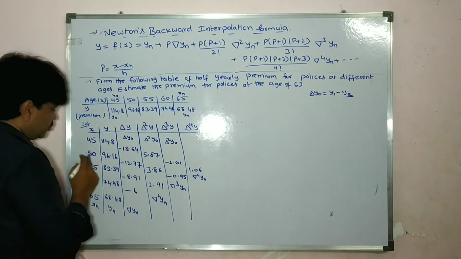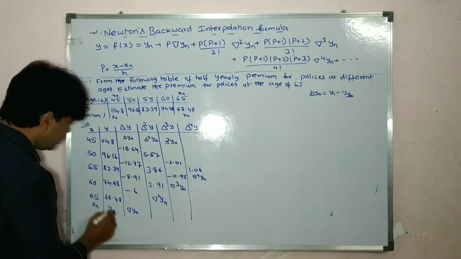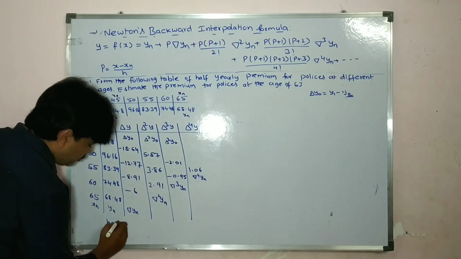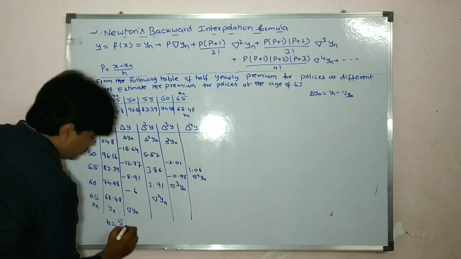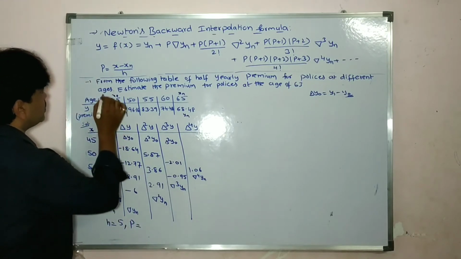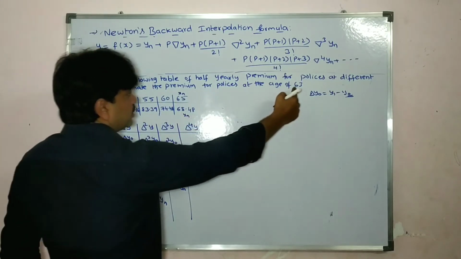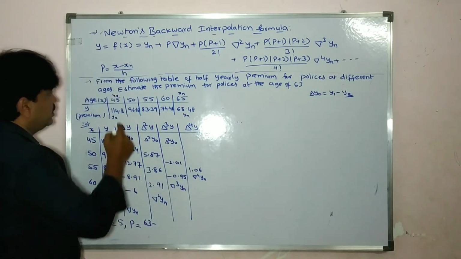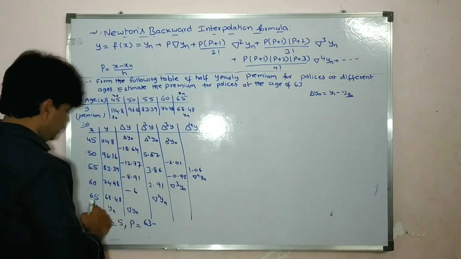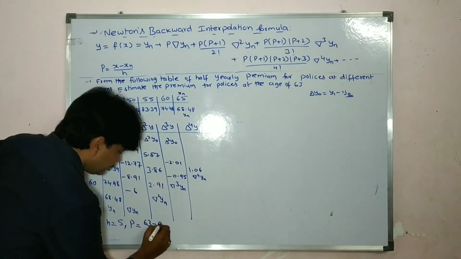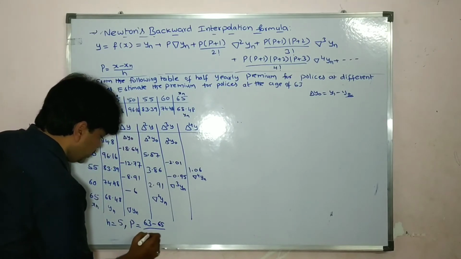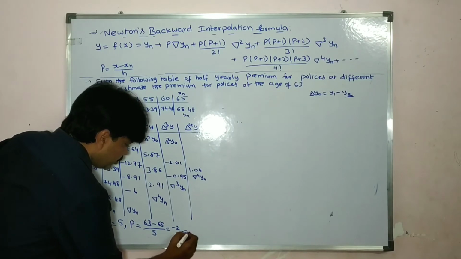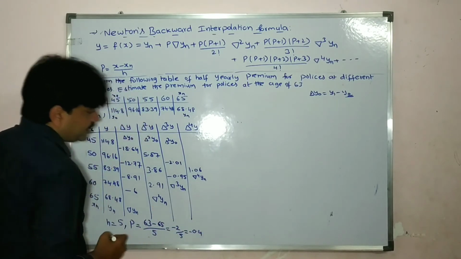Now what is h, students, here? H is the difference in x: 45, 50, difference is 5; 50, 55, difference is 5. So the h value is 5. Now the p value, students: p is equal to x minus xn divided by h. What is x? x is 63. What is xn? xn is 65, divided by h, which is 5. So that is equal to minus 2 by 5, which means minus 0.4.